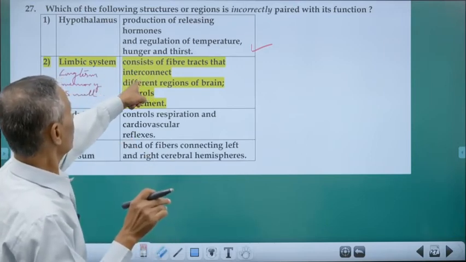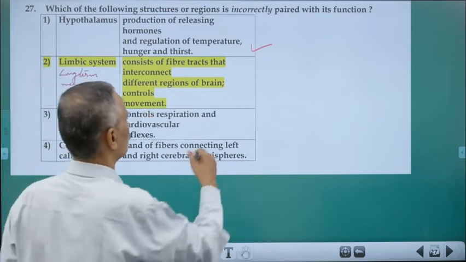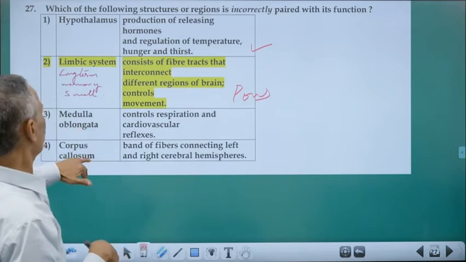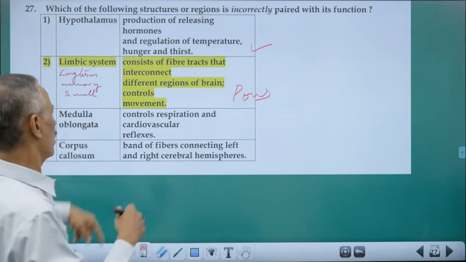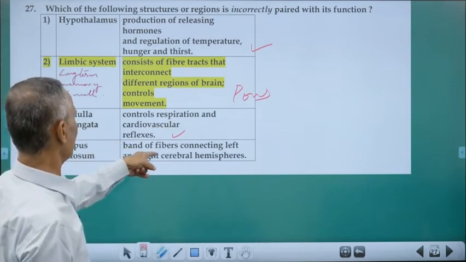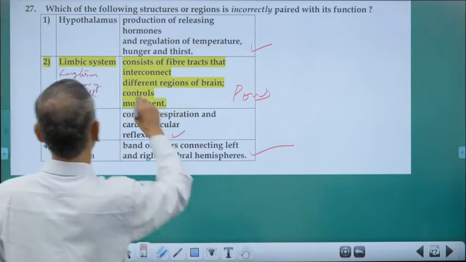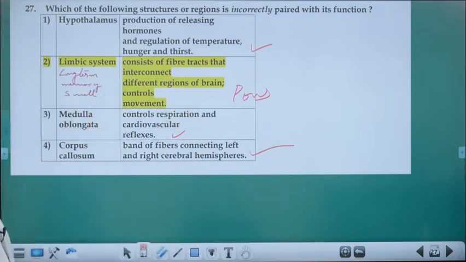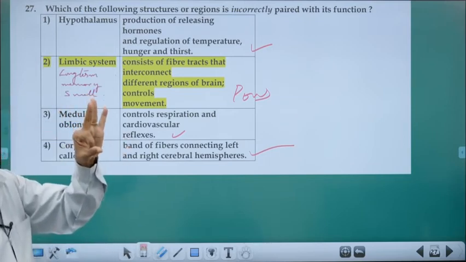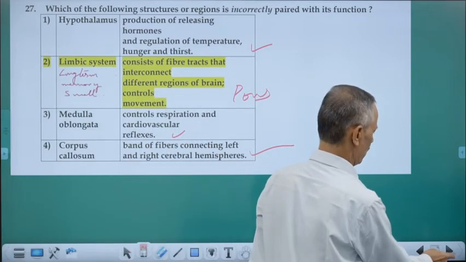Consists of fiber tracts that interconnect different regions of the brain, controls movements. That is pons. Pons means bridge. Medulla oblongata controls respiration and cardiovascular reflexes. Correct. Corpus callosum, characteristic of mammals, bands of fiber connecting the right and left cerebral hemispheres. Also correct. So the limbic system is constituted by amygdala, hippocampus, and septum. In one of the earlier questions, we have discussed it in detail.